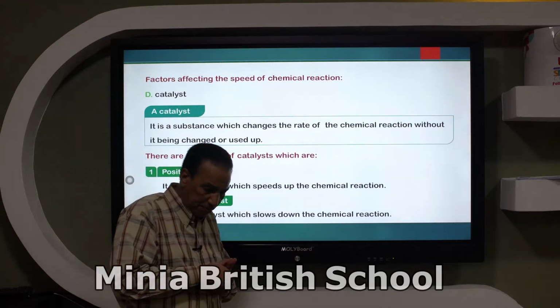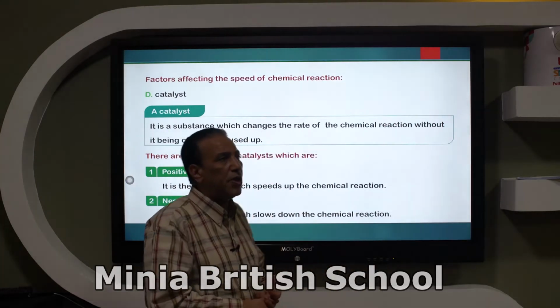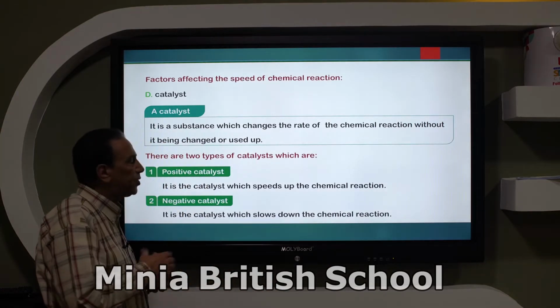Increasing temperature, increasing concentration, increasing the surface area, ionic bond. All of these increase the speed of the chemical reaction.